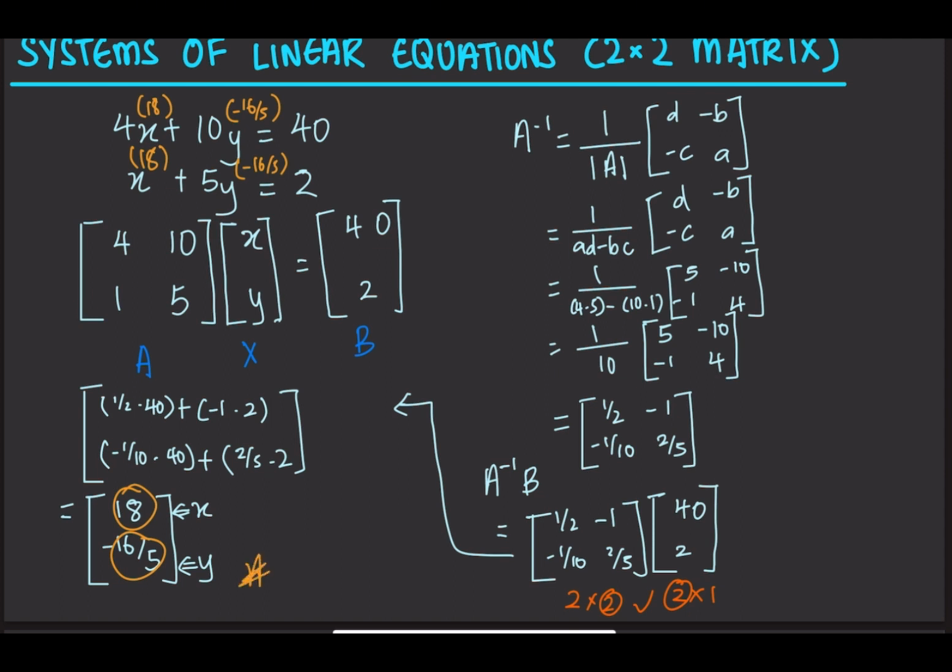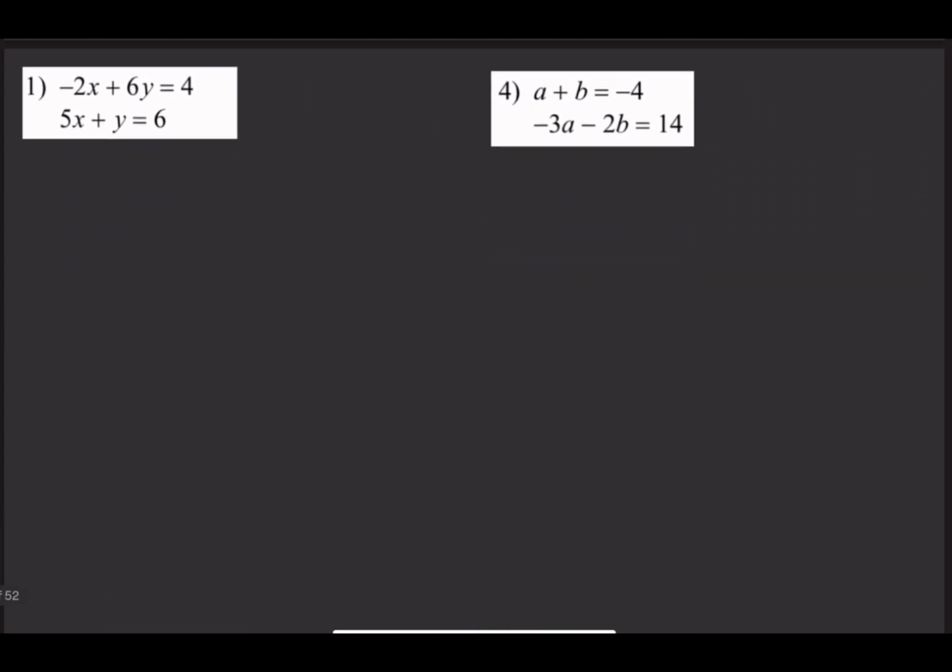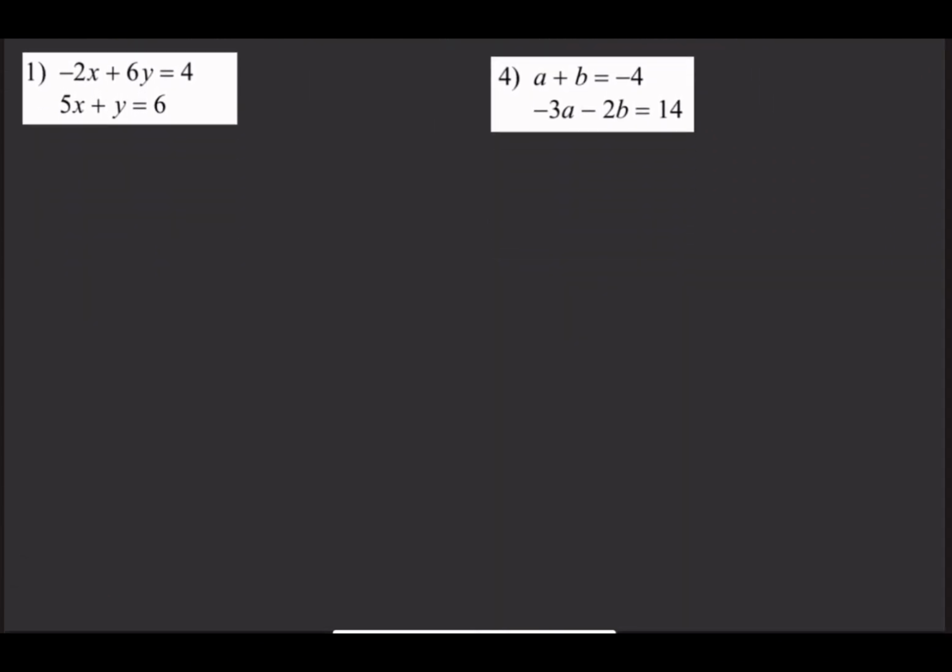Right? So moving on to more practice questions. We have the equation -2x plus 6y equals 4, 5x plus y equals 6. Now we want to make it into matrix form: -2, 5 for x, 6 and 1 for y. Then we get xy equal to 4 and 6.